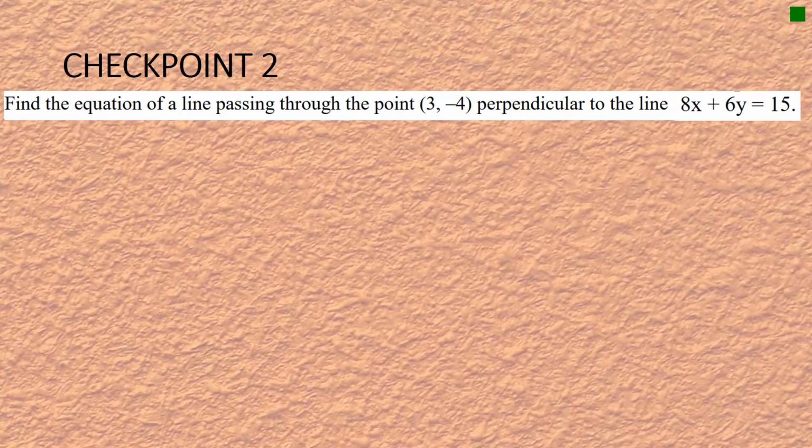We have now arrived at checkpoint 2. Go ahead and pause the video, and this time you're going to write the equation of a line that's perpendicular to this one. Remember, you're going to solve for y first, because you can't take the slope out until you solve for y, and then you have to do two things to it to make it perpendicular. Good luck, we'll talk about that in class.